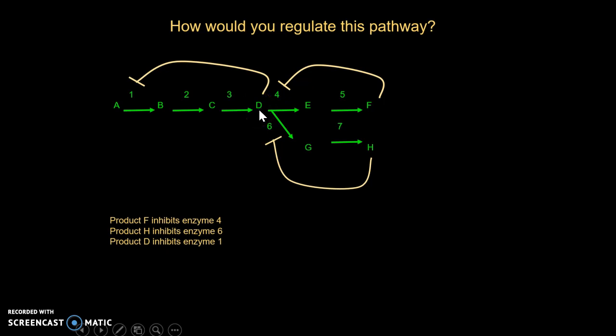We didn't want a buildup of D, so if we then have D inhibit enzyme 1, then there won't be any buildup of B, C, or D until there's not any more D, and that would relieve the inhibition and start the pathway again. So this was just a review on the control of enzymes.